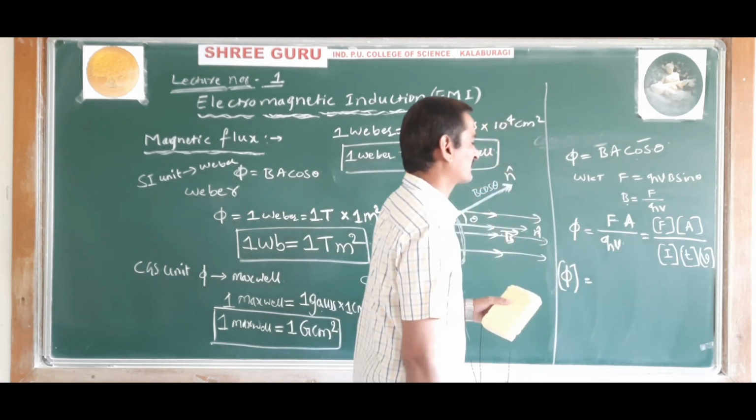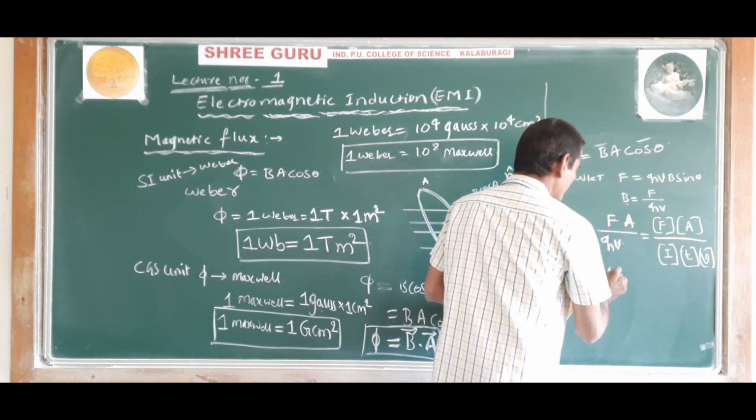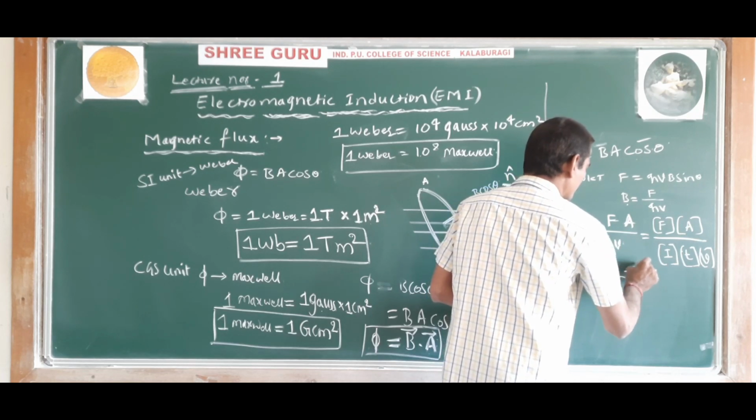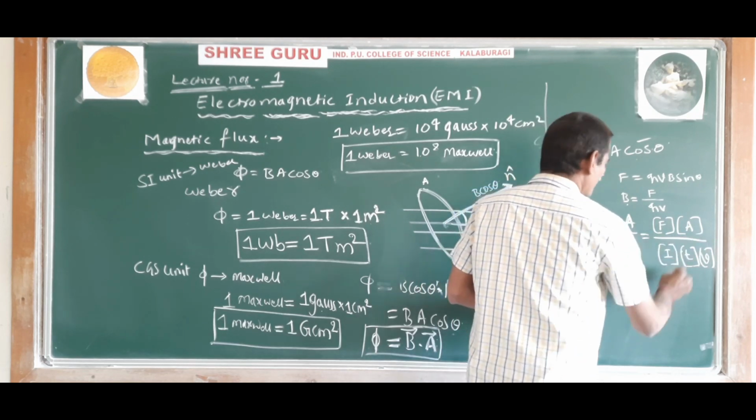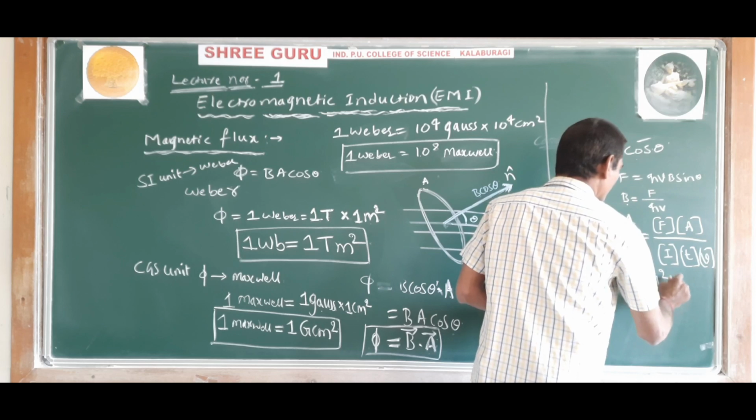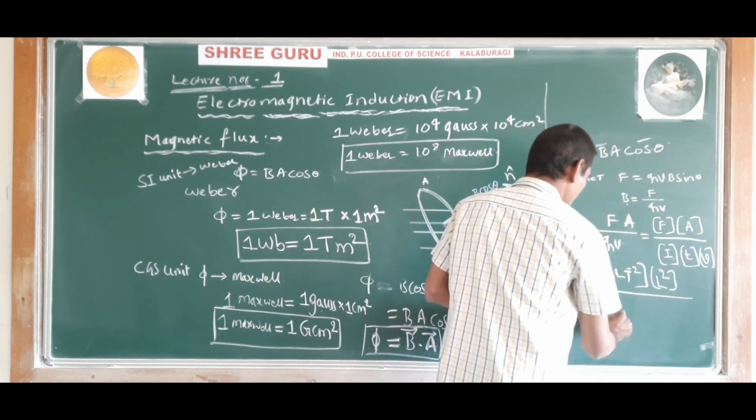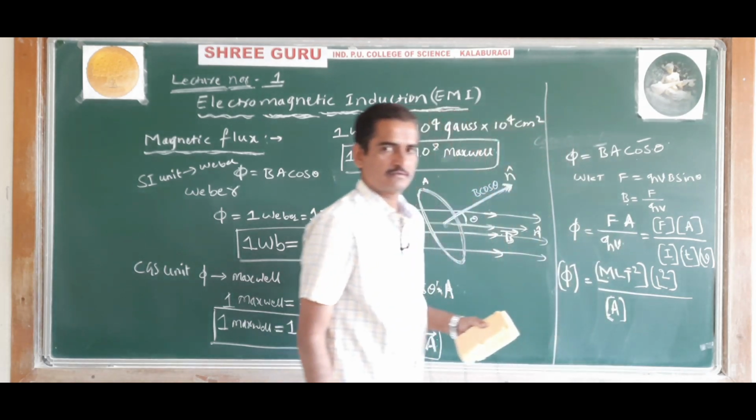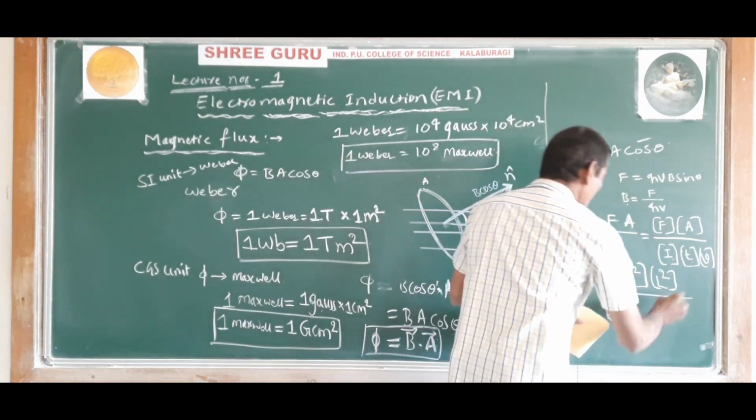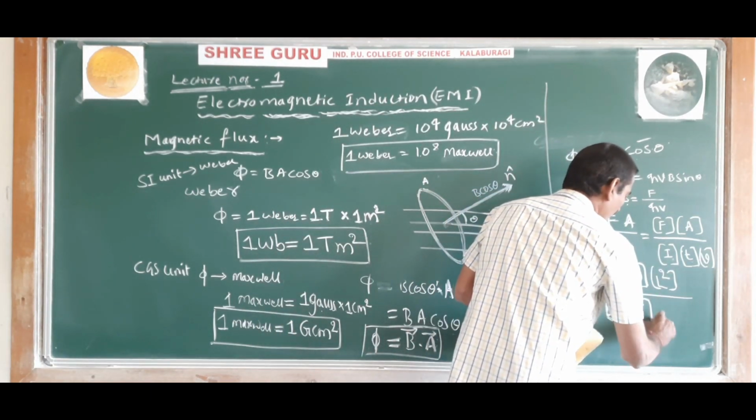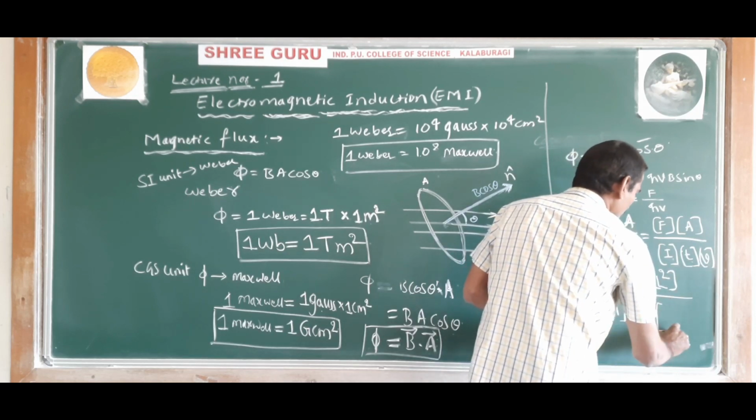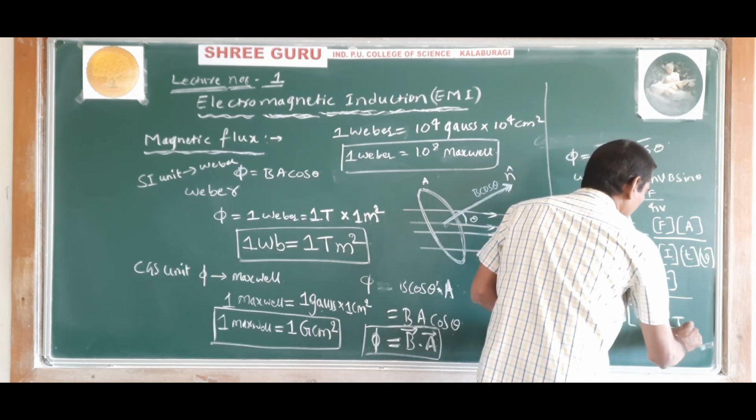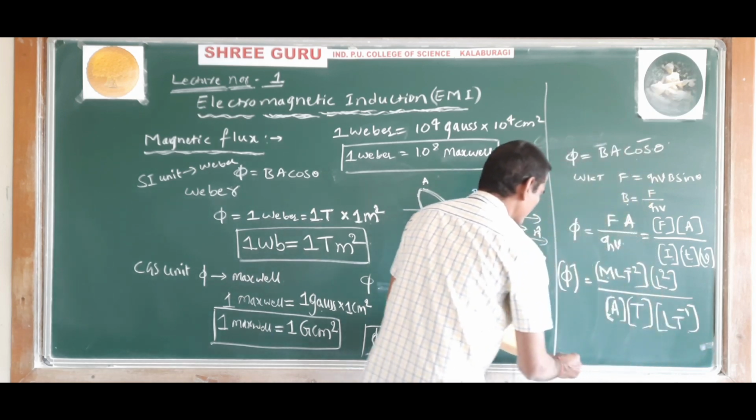So the dimension of flux is equal to the dimension of force, M L T to the power minus 2, and the dimension of area, L square, and the dimension of current, which I will write as A. The dimension of time is T, and the dimension of velocity is L T to the power minus 1. Now simplify this.